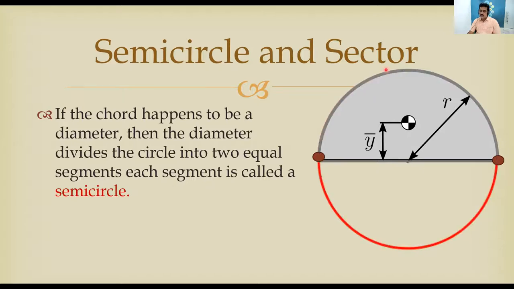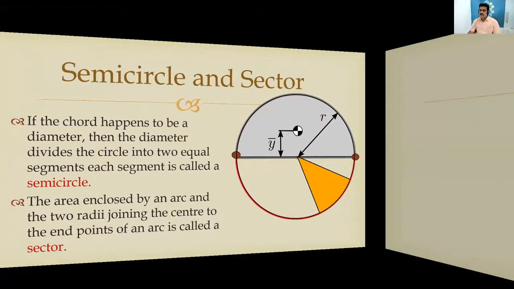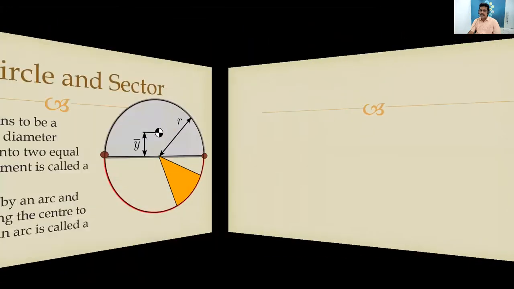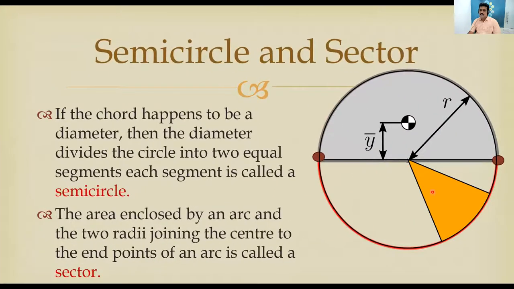Once more I'll show you. Please children, observe properly. This is the sector. The area enclosed by an arc and the two radii joining the center to the end points of an arc is called a sector. So this is the area enclosed by an arc, and also see, this is an arc and these are two radii.